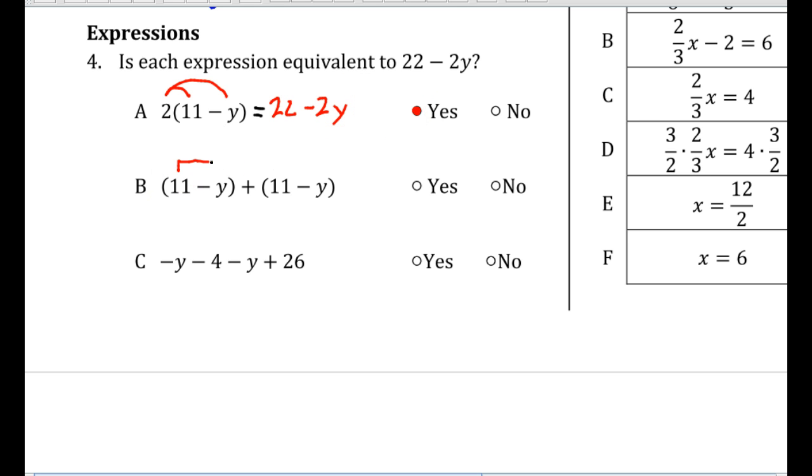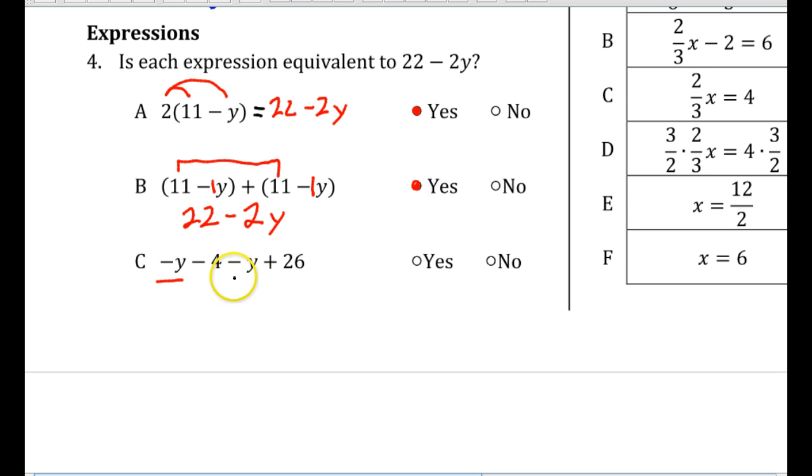Here we have 11 plus 11. That's 22. Negative 1y and negative 1y. Negative 1 and negative 1 is negative 2y. So that's a yes.